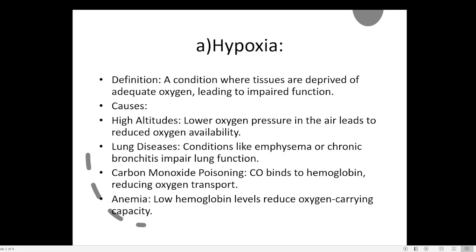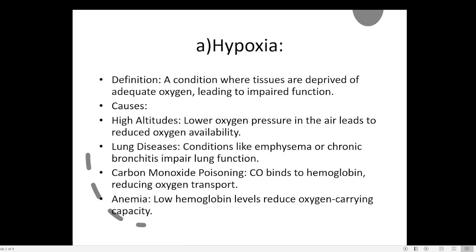Then anemia. Everybody knows anemia; we normally say low blood. Actually, it is the number of RBCs as well as the amount of hemoglobin that is reduced. If RBC is reduced, the hemoglobin level in your blood is also reduced. So the blood doesn't have sufficient hemoglobin, and in such a situation, blood will not be carrying a sufficient quantity of oxygen to various cells and tissues. So that is another reason. Anemia is the fourth reason.